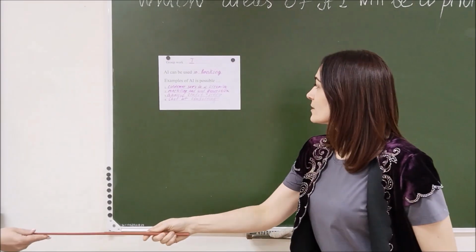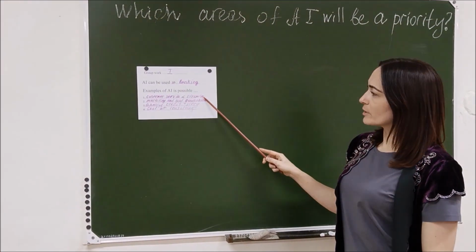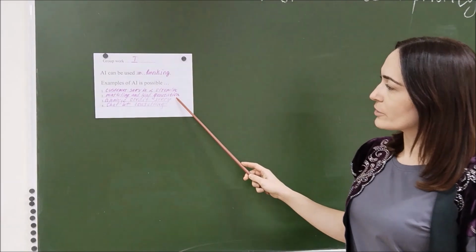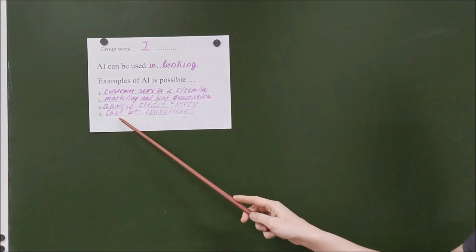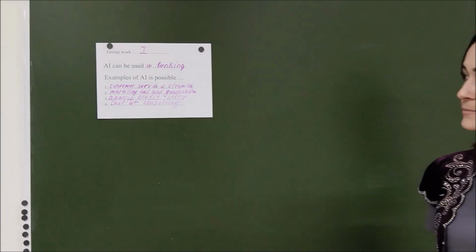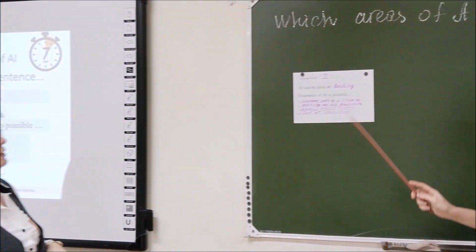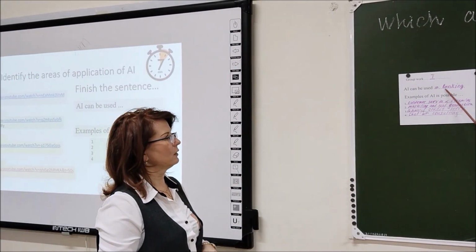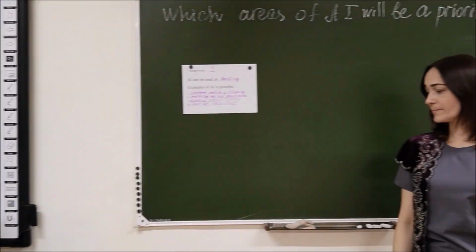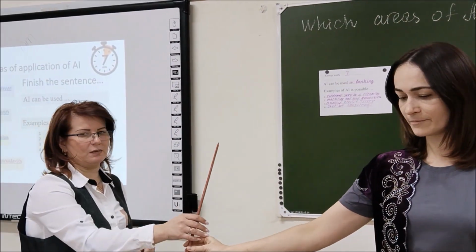So first, customer service and streamlining, marketing and lead generation, analyzing credit history, and chatbot consulting. What sphere was it? AI can be used in banking. Sphere of banking. Thank you. Your group, sit down, please.